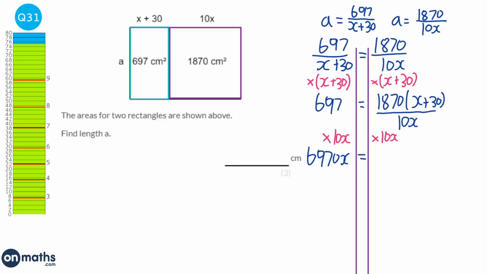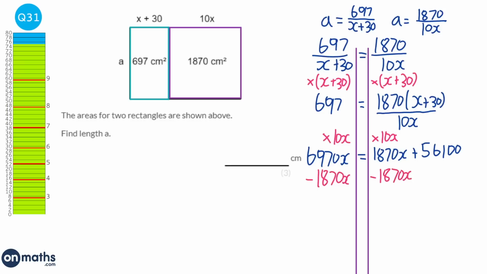So let's expand while I'm here. So that would be 1870x plus, what is it, 56,100. I believe that's right. Yep. Okay, so now we've got x's on both sides. So we look and see which one is the smaller amount of x, which is the 1870. And we're going to take that away from both sides. So take away 1870x from both sides.